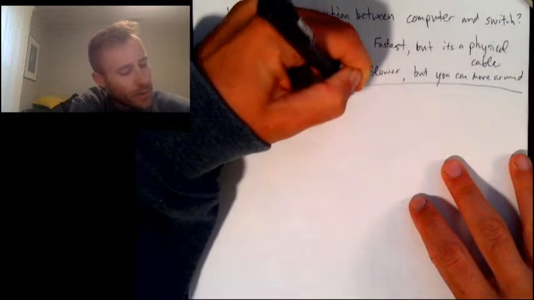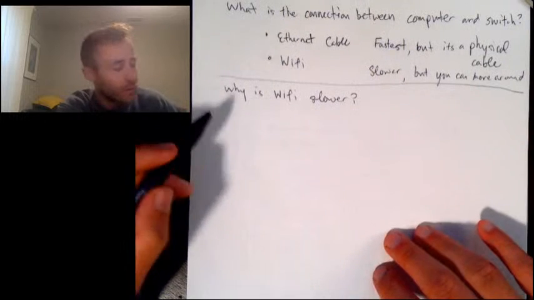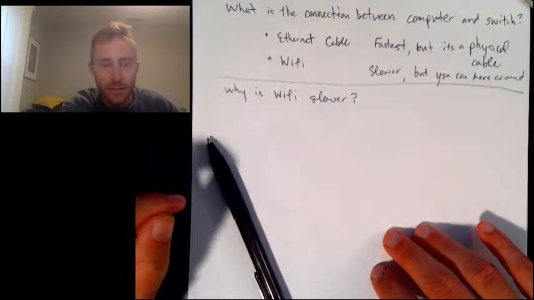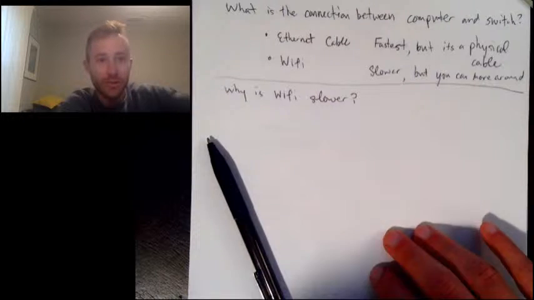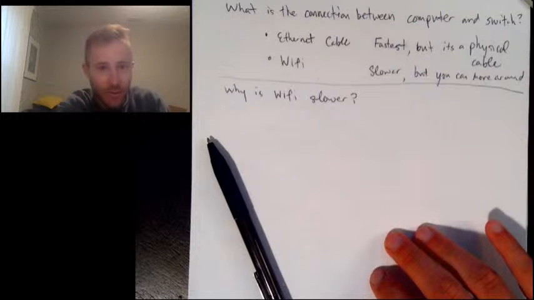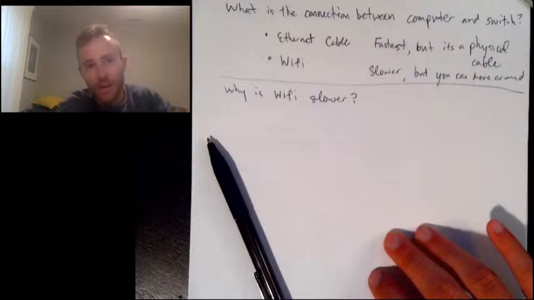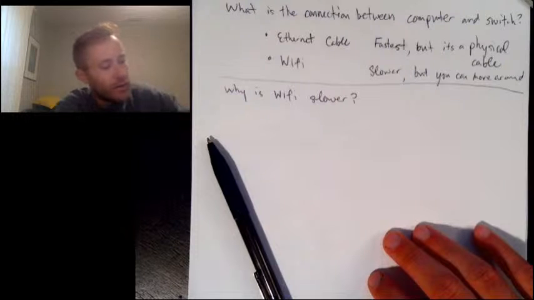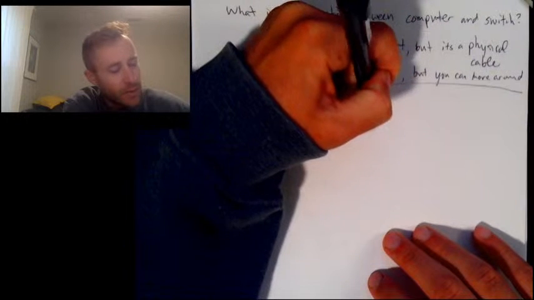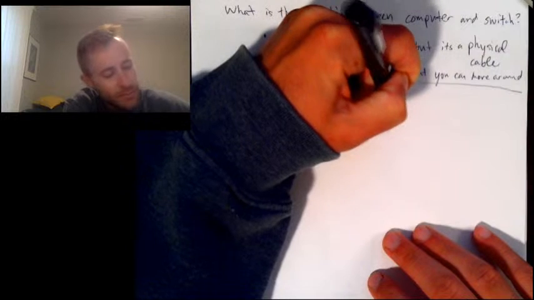Well, that might seem counterintuitive, because Wi-Fi is sending the signal as an electromagnetic wave, which travels at the speed of light. So why, if something is traveling at the speed of light from router to computer, is that slower? The issue is that there is interference.